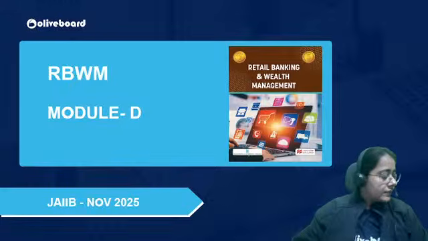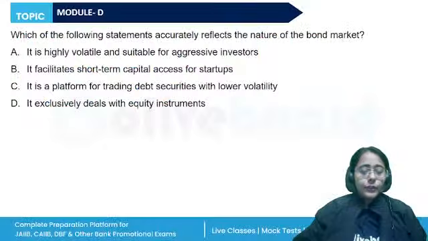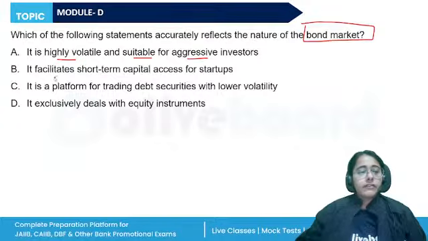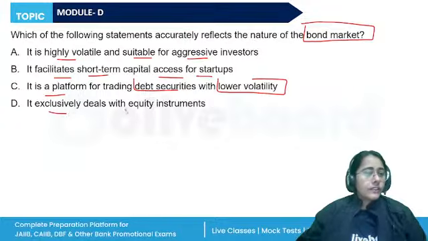So let us start with the first question for today. Which of the following statements accurately reflect the nature of the bond market? It is highly volatile and suitable for aggressive investors. It facilitates short-term capital access for startups. It is a platform for trading debt securities with lower volatility. It exclusively deals with equity instruments.